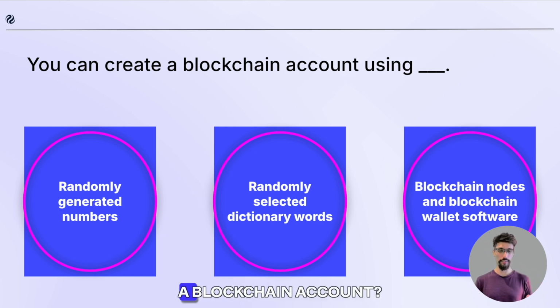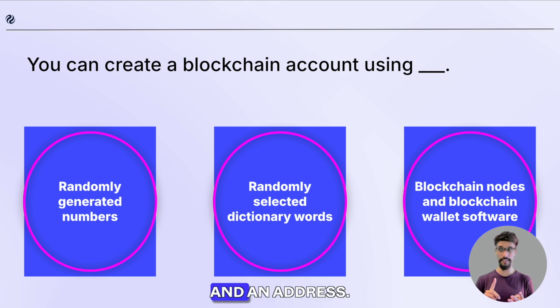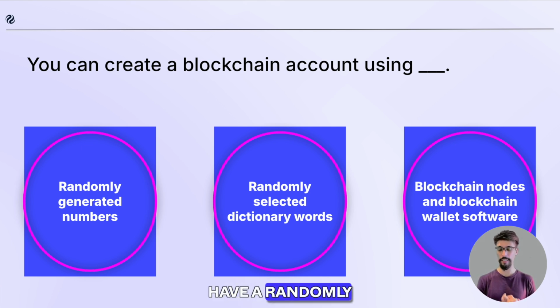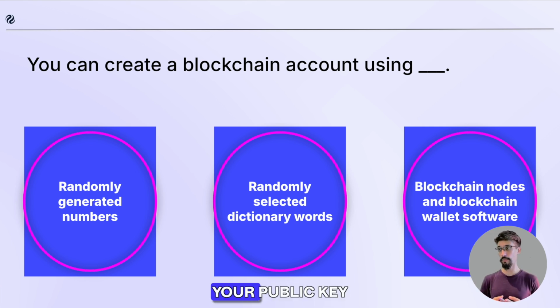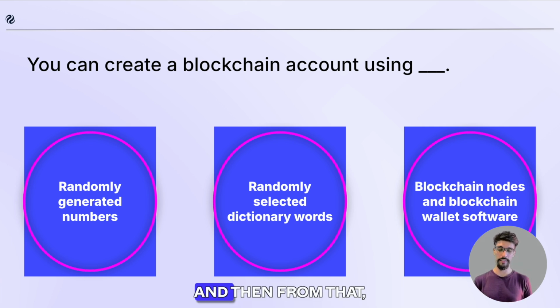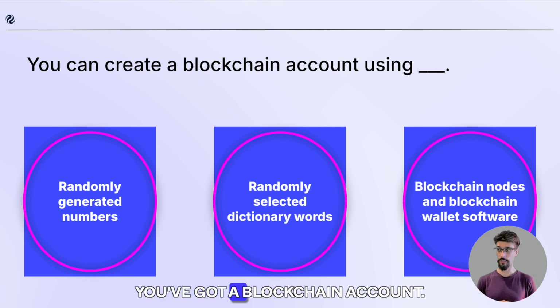So what is a blockchain account? It comprises a private key, a public key, and an address. So it's generated in that order. First you have a randomly generated number from a very large space. That's your private key. Then from that, you can derive your public key in a one-way, one-direction operation. And then from that, you can derive your address. You've got these three things, you've got a blockchain account.